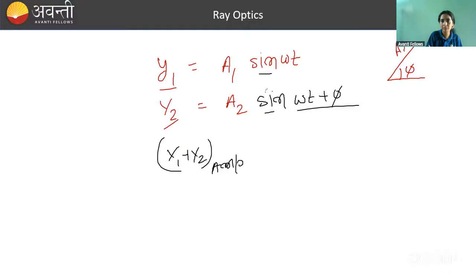So this is a1 vector and this is a2 vector. I mean, this is y1 vector having amplitude a1. This is y2 vector having amplitude a2. And these two waves, or vectors, have a phase angle of phi. So what will be the net amplitude a? It will be a1 square plus a2 square plus 2a1 a2 cos phi.